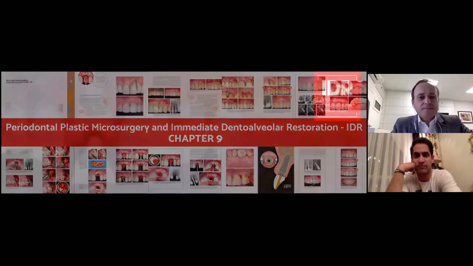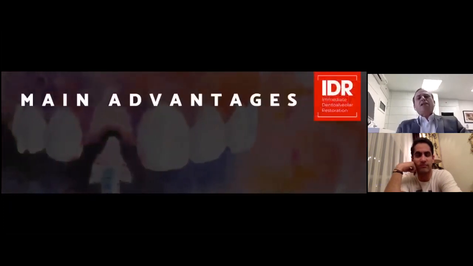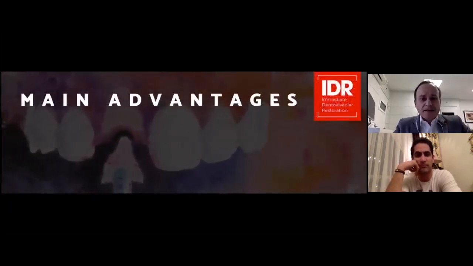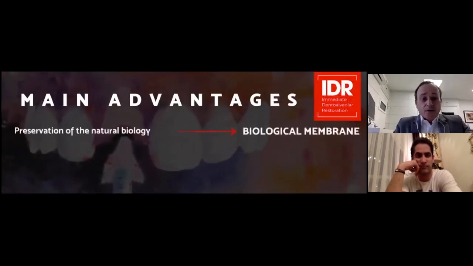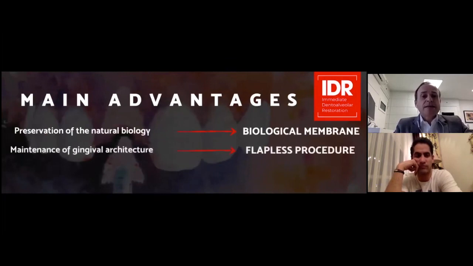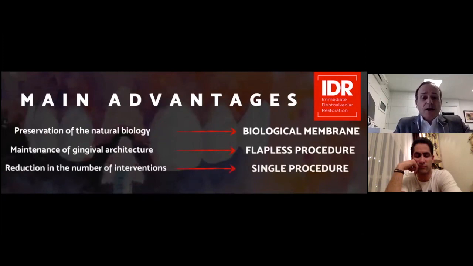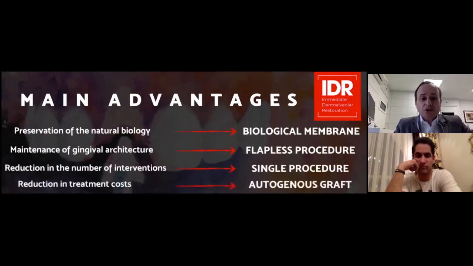What are the main advantages of using the IDR technique? First of all, the preservation of the natural biology. We use this piece of bone as a biological membrane to prevent cell competition between hard and soft tissue. The maintenance of gingival architecture, as it is a flapless procedure. The reduction of the number of interventions, as it is a single procedure. And of course, the reduction in the treatment cost. We only use autogenous bone graft.